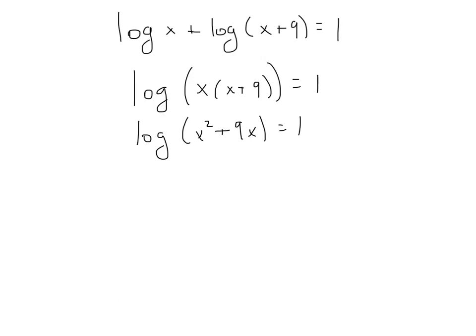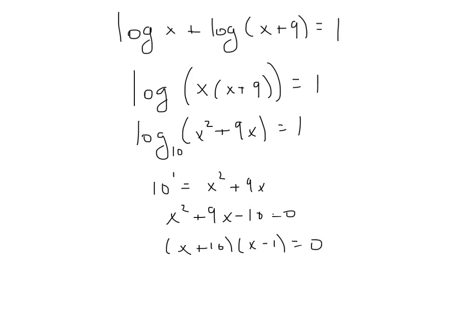And then we're going to need to go ahead and write this as an exponential equation. So I'll just put this little 10 here, so remember we're dealing with log base 10. So 10 to the first will be equal to x squared plus 9x, which means that x squared plus 9x minus 10 is equal to 0, and I can factor into x plus 10 and x minus 1, which means that x is equal to negative 10 or x is equal to 1.